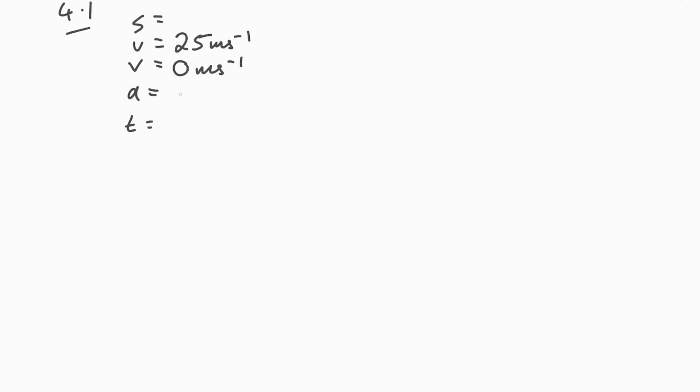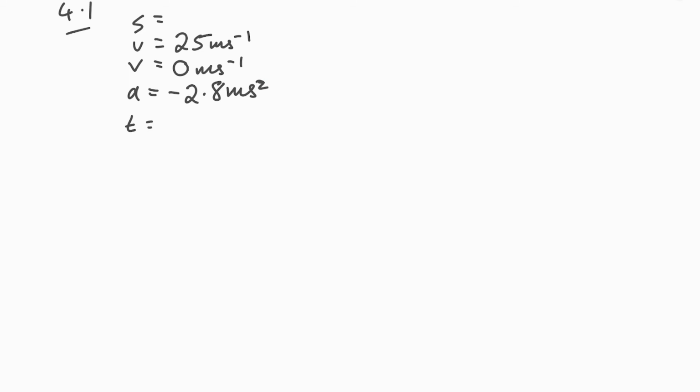Cool. 4.1, we have a car and it's going at... Okay, fine. This is SUVAT, because we have acceleration. If we have acceleration, bet your bottom dollar it's going to be SUVAT. So u is 25 meters per second. Does it come to a standstill? Stop at the lights. Yep. So v is going to be 0 meters per second. Constant deceleration of, we're going to say, minus 2.8 meters per second squared.